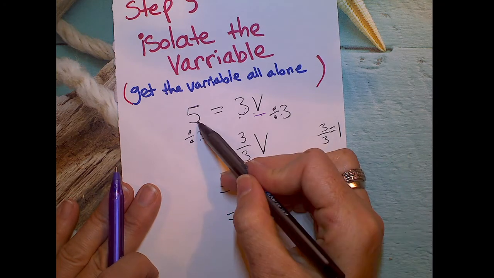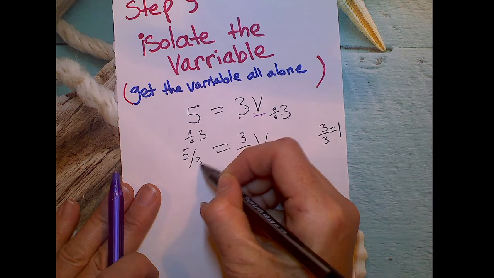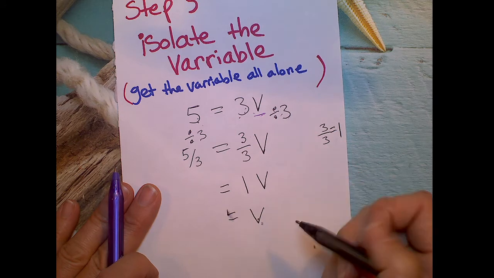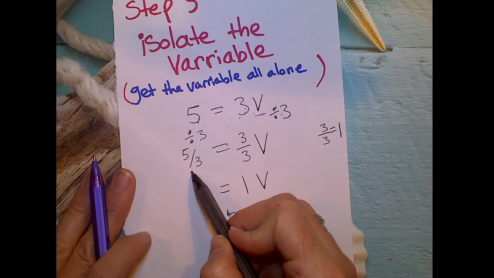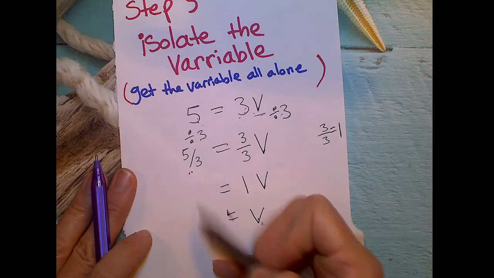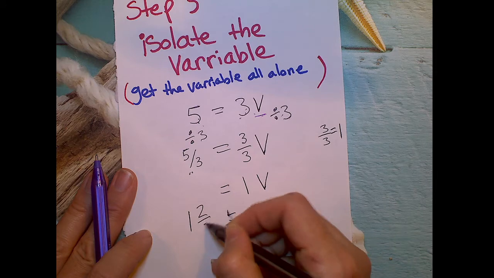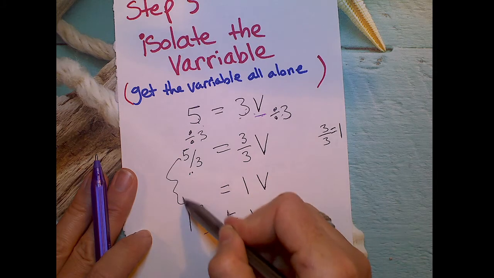But on the left side, I have 5 divided by 3. So I'll just write that down as a fraction, 5/3. Well, 5/3 we can also write as a mixed number. Because this is greater than 1, I can do that in my head. That's 1 2/3. There we go.